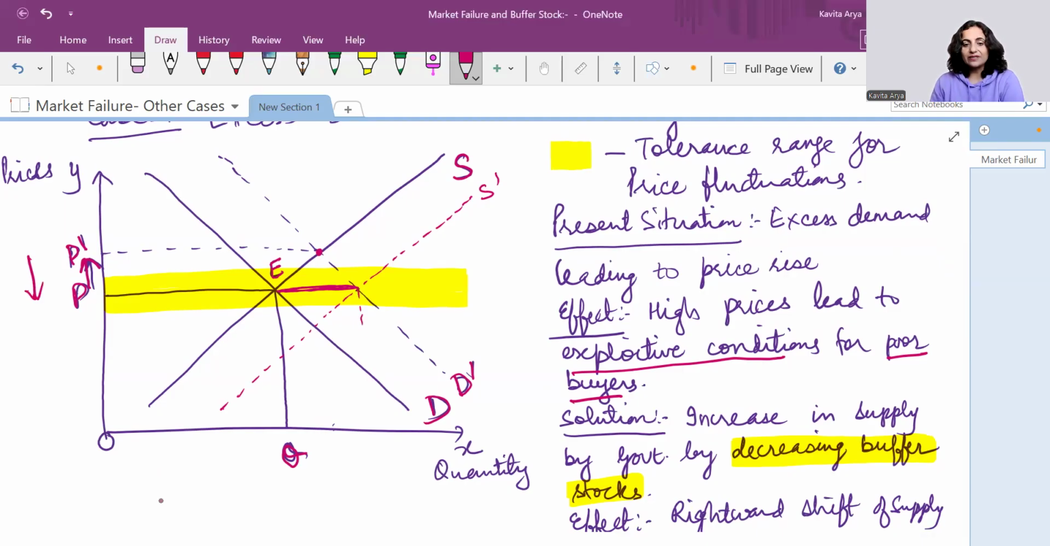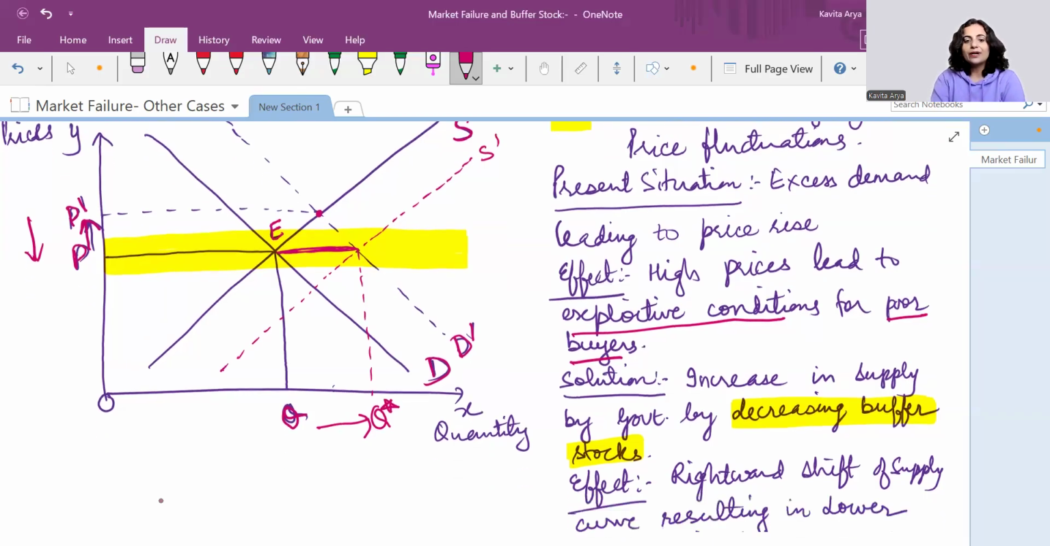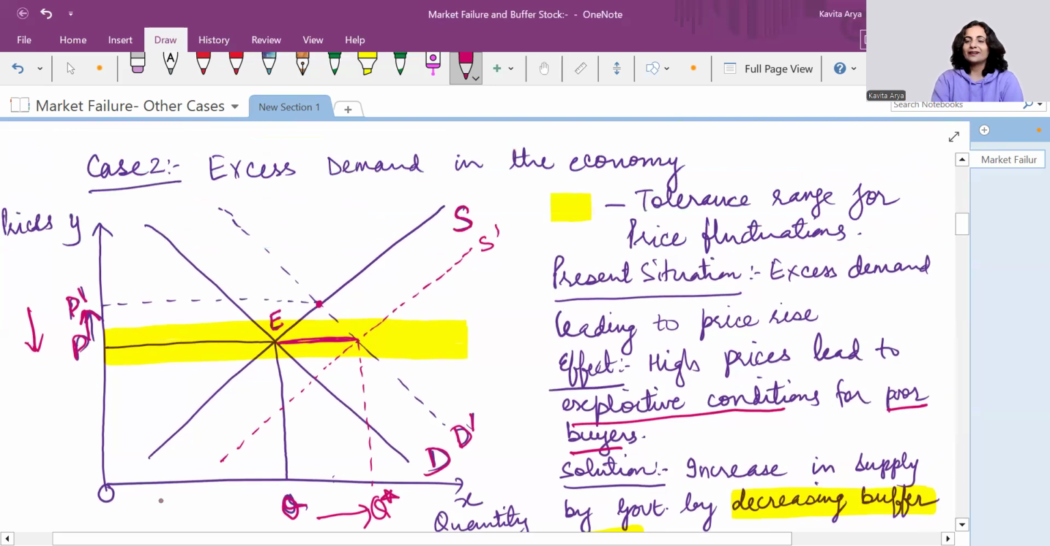And now that there was extra demand and extra supply, the quantity determined by this effect would be an added one now. So we have now more quantity traded in the economy, but at the same previous prices, which are not exploiting. So this is how the buffer stock is used to control the market failure situations.